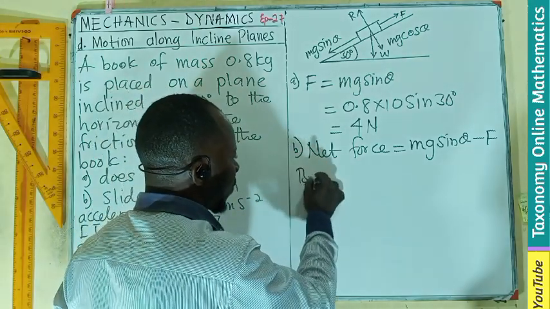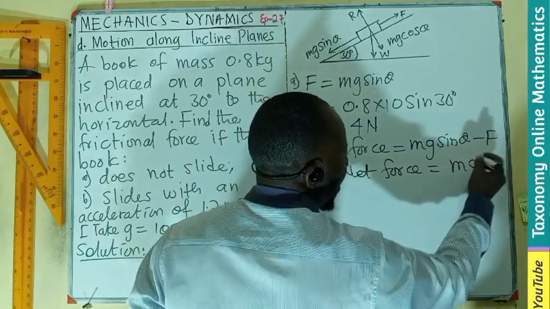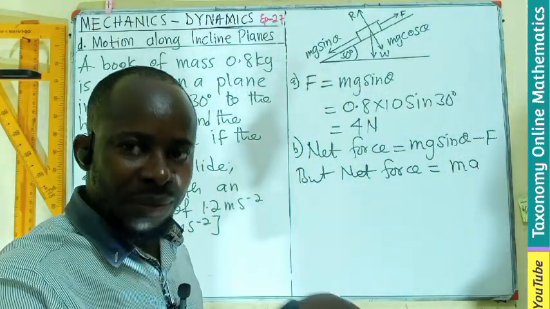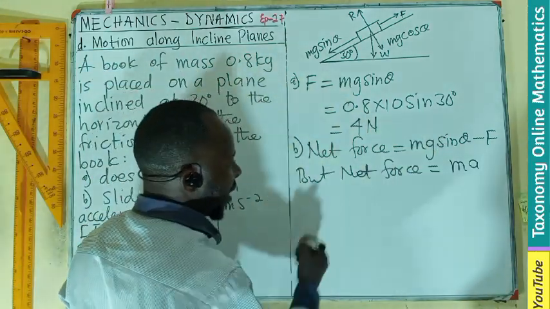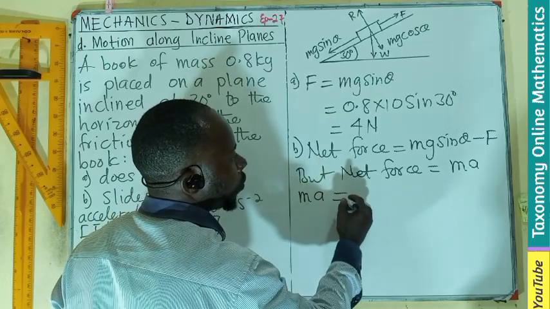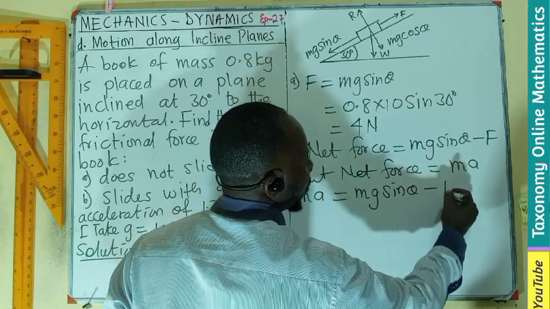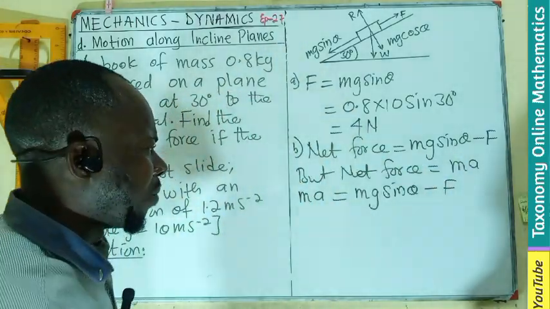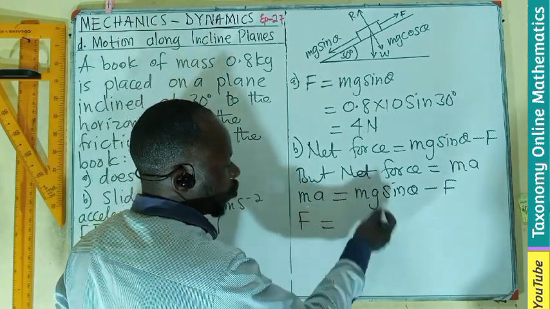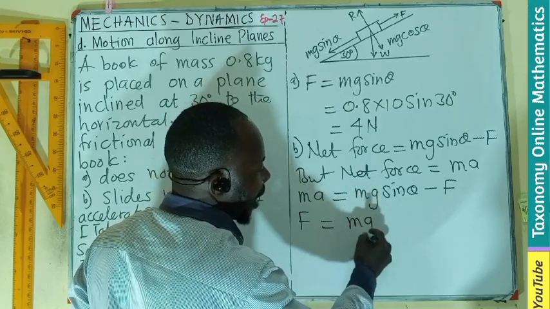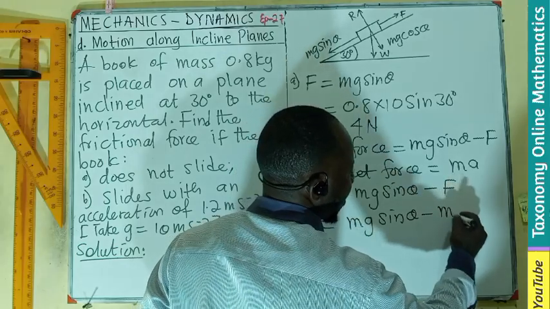But we can also say that the net force we're looking for, F, is ma, the mass of the body times its acceleration. So if that is clear, let me rewrite this as ma equals mg sine theta minus F. Let me bring the frictional force to the left to become positive. The mg sine theta will now be minus ma.